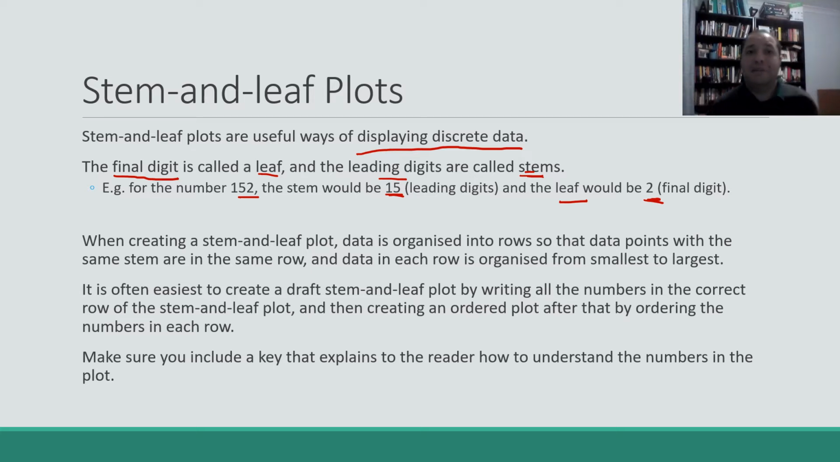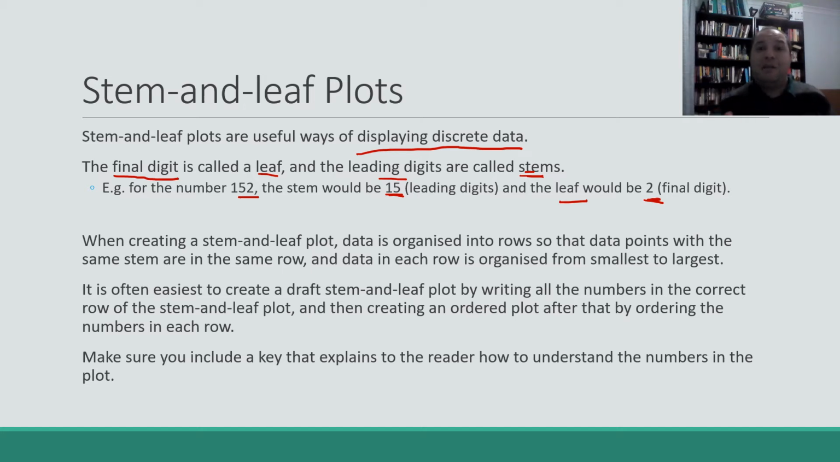Now when creating a stem and leaf plot, the data is organized into rows so that all the items with the same stem are in the same row, and then all of the leaves are ordered from smallest to biggest. Often, to make sure you get all the numbers in the data set written down, I do a rough draft, just making sure all the numbers are in the right row.